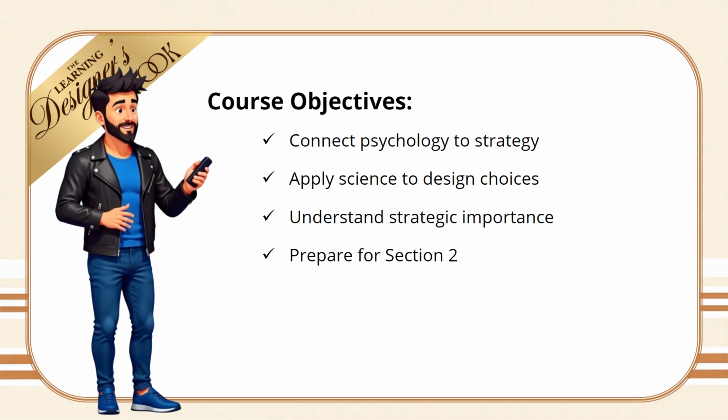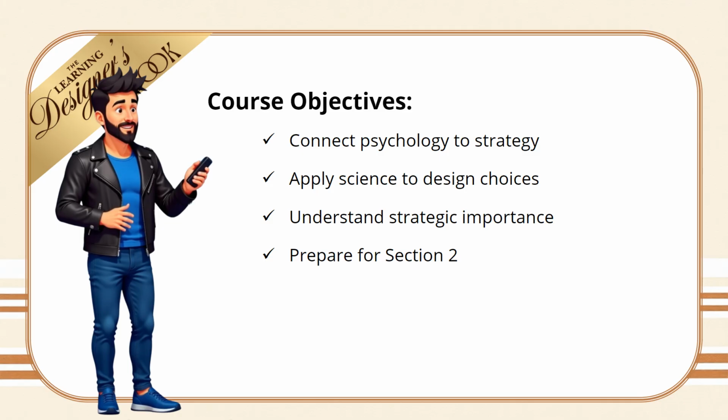Let's begin with our objectives for this lesson. First, you'll learn how to connect insights from psychology, such as attention, motivation, and memory, to real instructional design strategies. Second, you'll see how to apply these scientific insights to everyday design choices like pacing, reinforcement, and engagement activities. Third, you'll gain a clear understanding of why strategy is essential for training effectiveness. It's not just about creating engaging content, it's about aligning with business goals and producing measurable results. And finally, this lesson prepares you for Section 2, where we'll move into needs assessment and strategic planning.